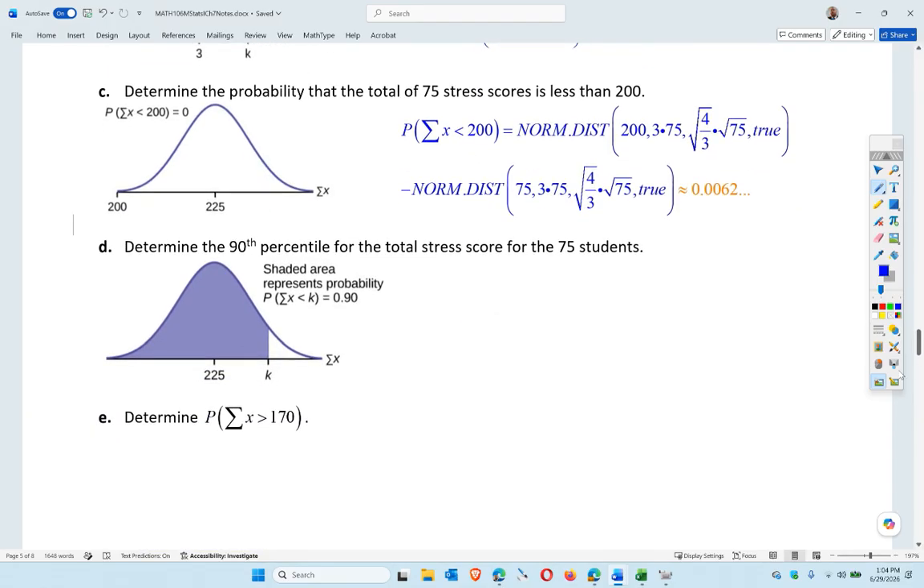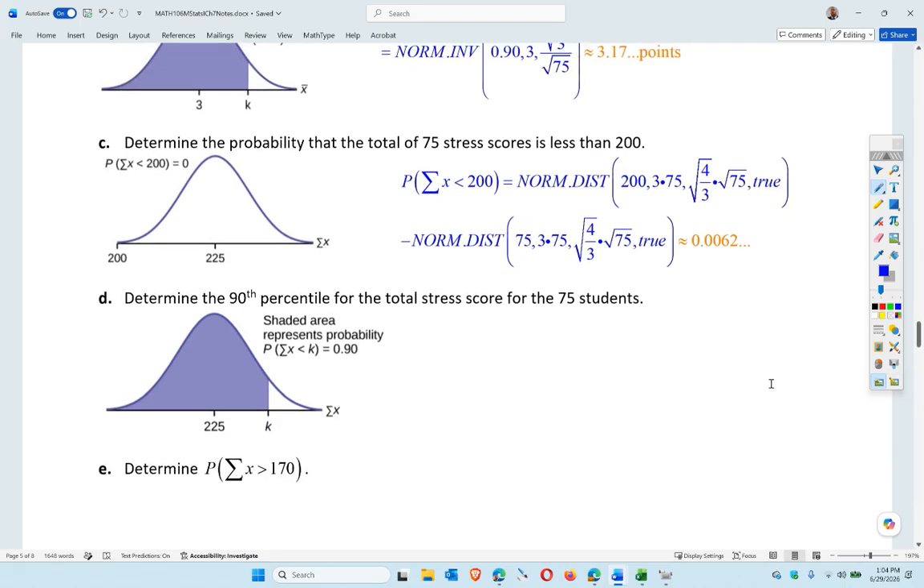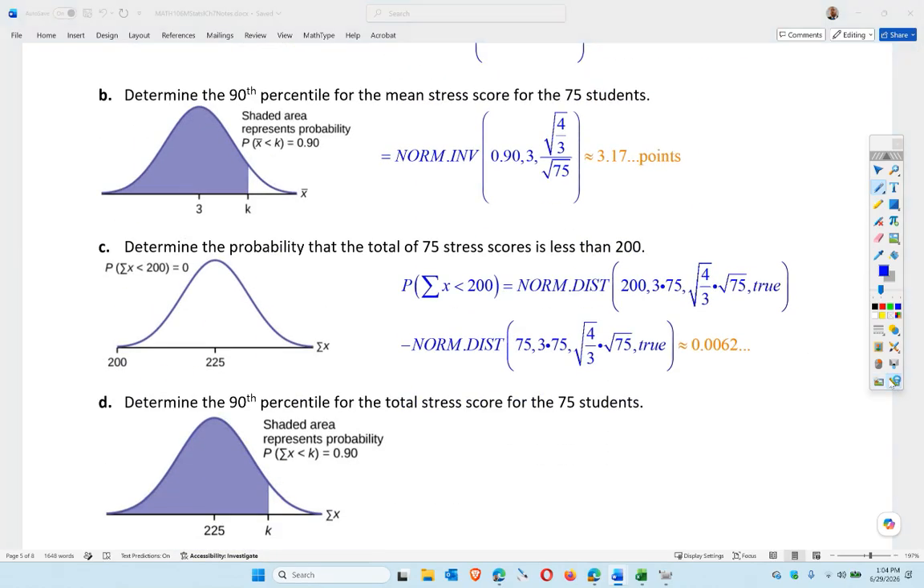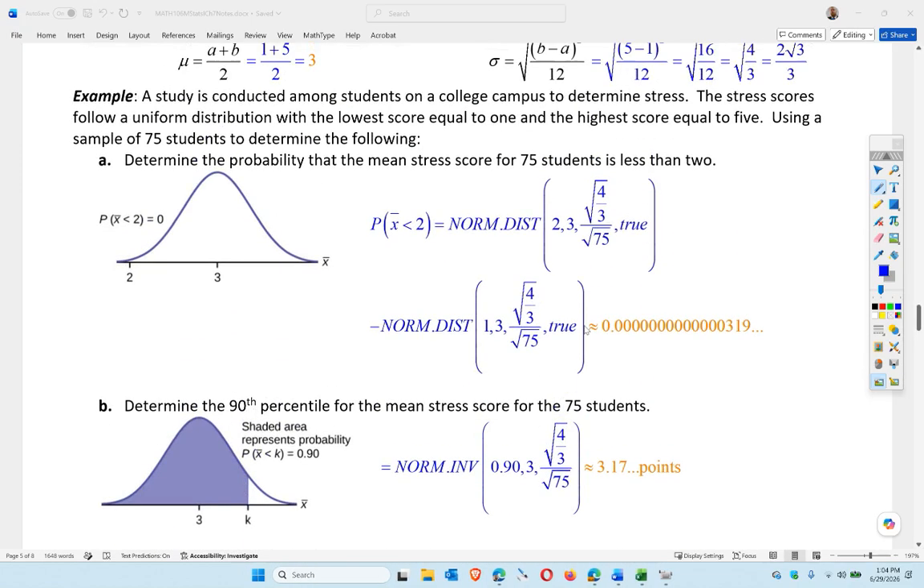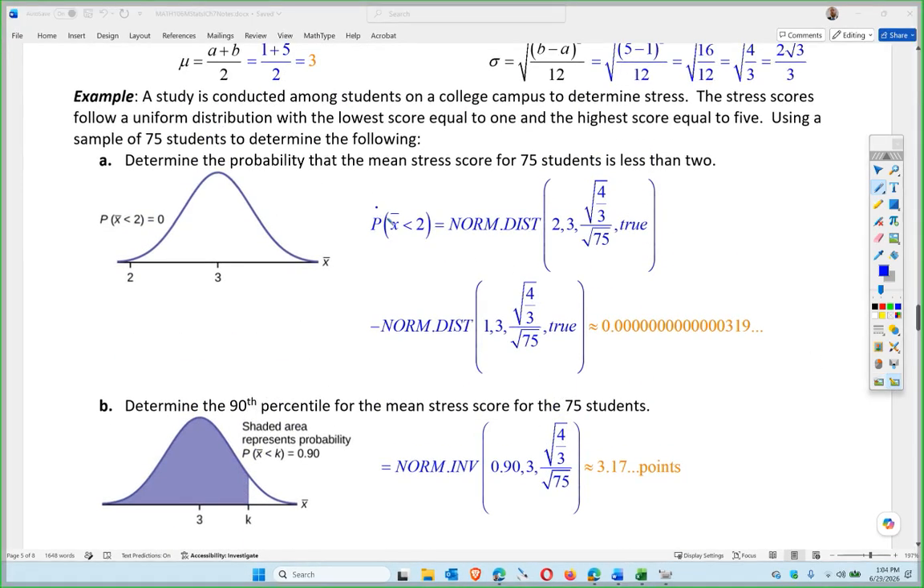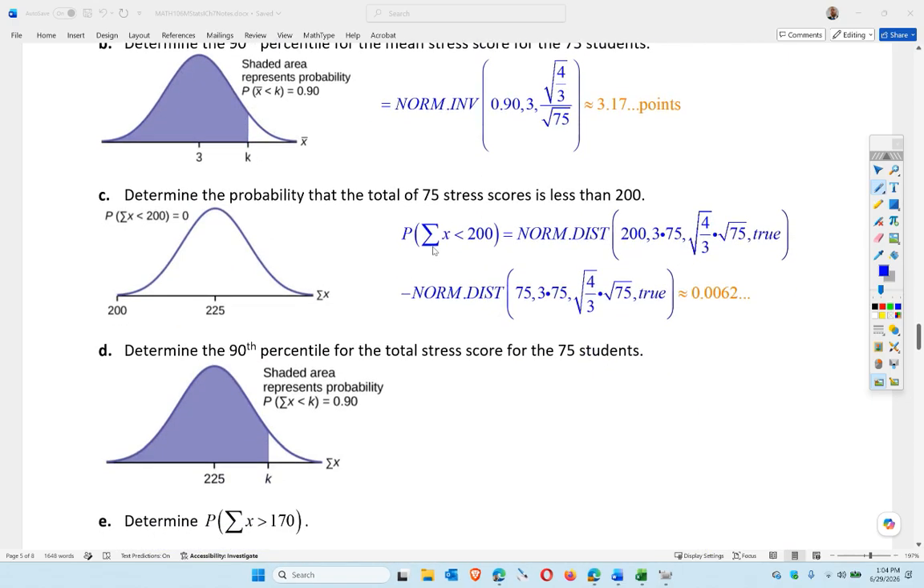Okay, next one. Let's talk about the symbolism here. So notice I'm saying the sum of x, right? So the sum of the individuals is less than 200. Versus up here, I'm saying the probability of the mean is less than 2, right? So it's the sample mean of 75 is less than 2. So there's the difference, right? The sample mean versus the sum of the individuals.